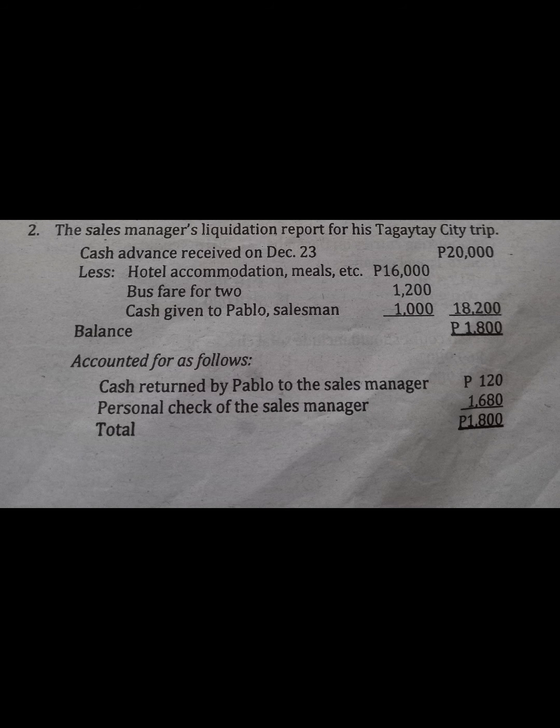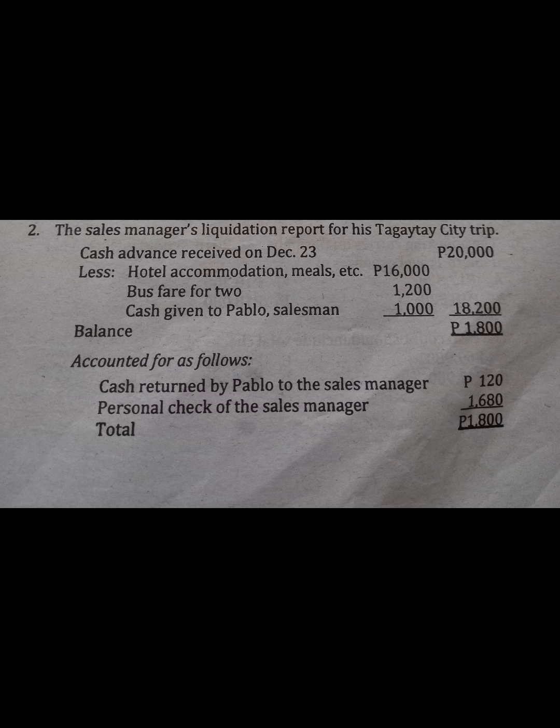This is the data that we will be using, and refer to number 2 since it talks about the sales manager liquidation report. Accordingly, there is a cash advance received on December 23 amounting to 20,000 pesos, less hotel accommodation amounting to 16,000 pesos, bus fare for 2 amounting to 1,200, and cash given to Pablo, salesman, 1,000 pesos. So 16,000 plus 1,200 plus 1,000 is equal to 18,200 pesos. Then 20,000 minus 18,200, we get 1,800 pesos.